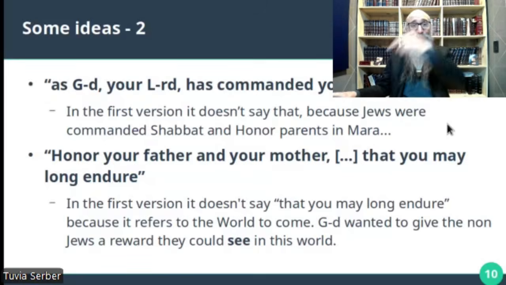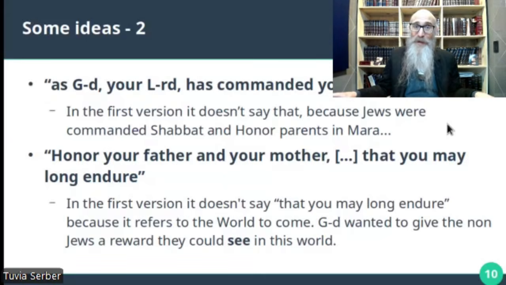So in the first version that was for the non-Jews, it doesn't say like I commanded you, because he never commanded them. In the second version, God is saying basically, hey, do you remember? I already told you to keep Shabbos. I already told you to honor your parents. That's why there's an addition in the second version of the commandments.